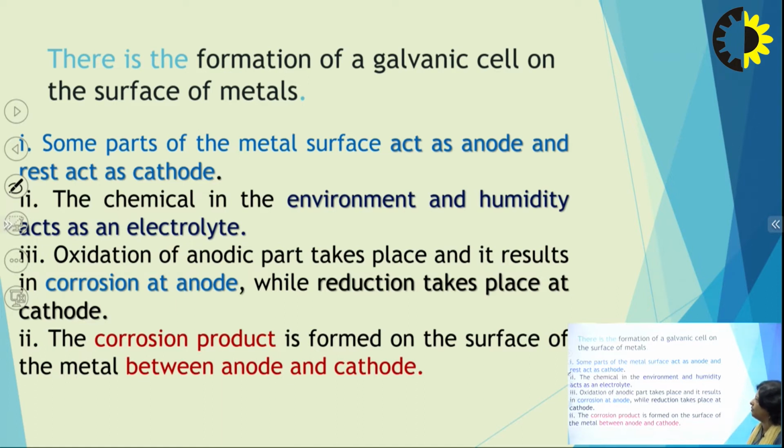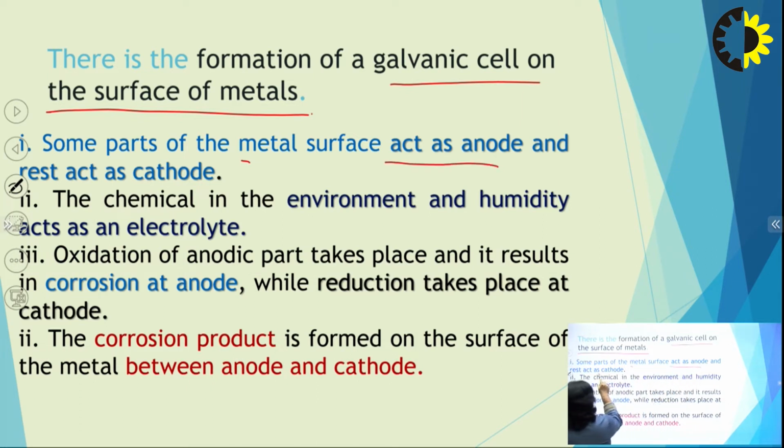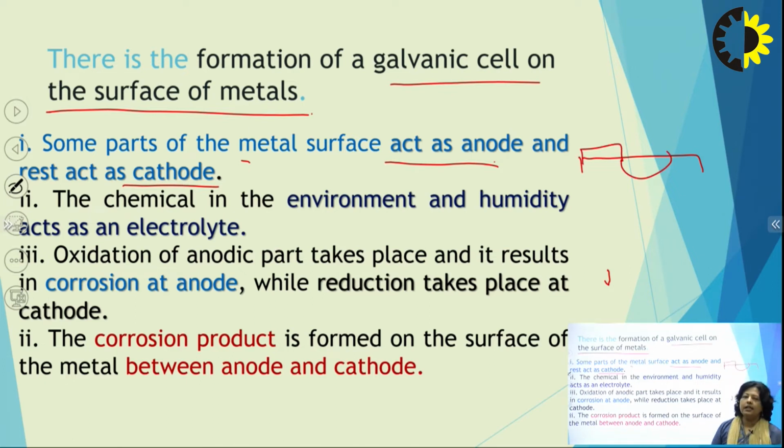These are the main points of corrosion, which is also referred to as galvanic cell corrosion, because it occurs on the surface of metal. The first thing to always remember is that it always occurs on the surface of metal. Some parts of the metal surface will act as anode and the rest will act as cathode. It can occur on the same metal; two metals need not be attached to each other. On one metal, one part may act as anode and another part as cathode, or vice versa, depending on the conditions.